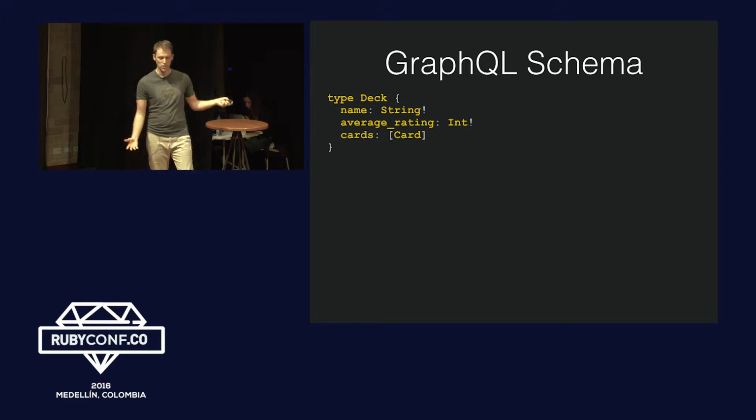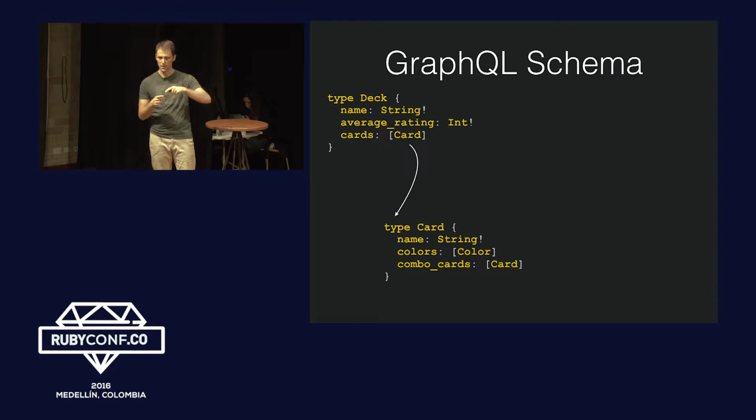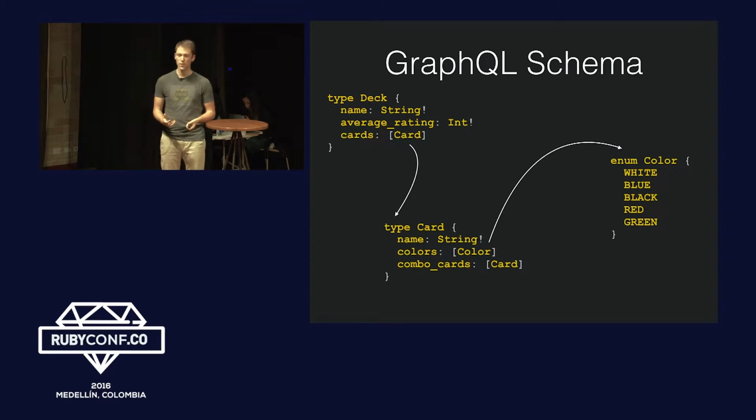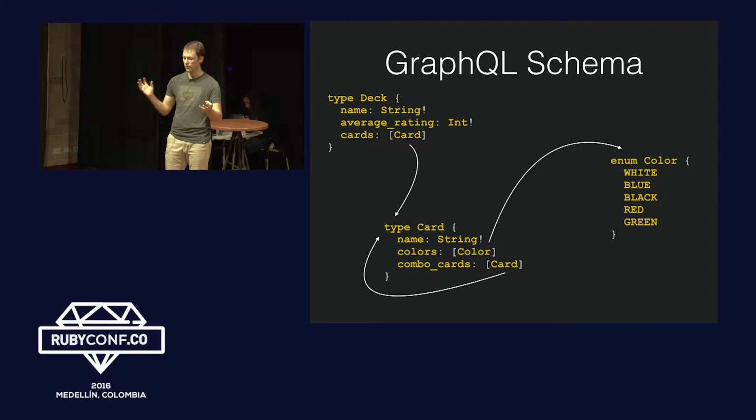And it has cards. Now, cards, you can see, is a reference to another type. So here it is. They're connected by this field. Card has some fields of its own, including a reference to a third type, which is an enum, a collection of related values. And card even has a reference to itself. So this schema is a graph of types, and they're connected by fields.